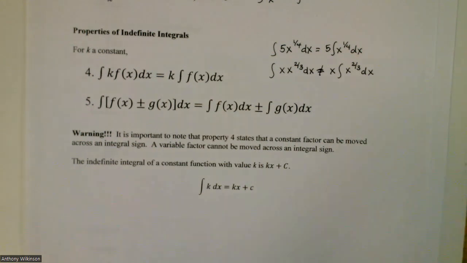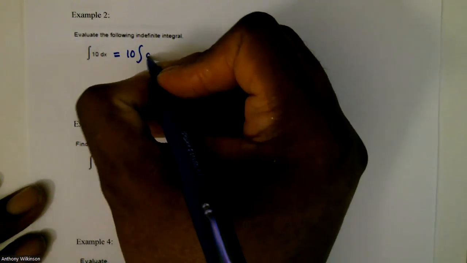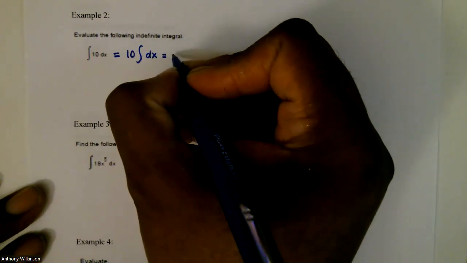All right, so now let's look at some examples of taking the indefinite integrals. So here we're going to evaluate the following indefinite integral, like the integral of 10 dx. The integral of 10 dx. Now I can write this. That 10 is a constant. That means that 10 can be placed in front of that integral sign. So it'll be 10 times the integral of, let's just say dx.